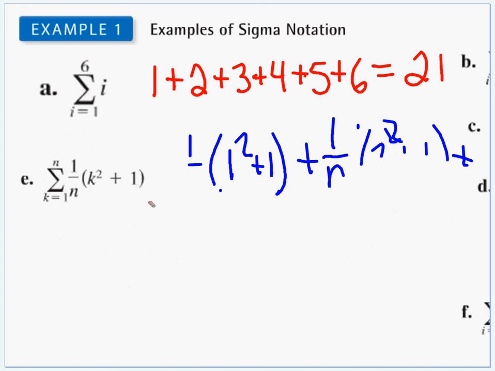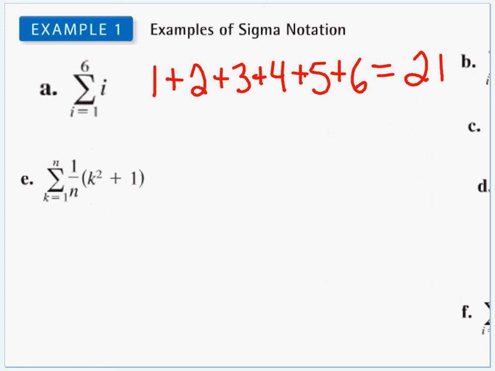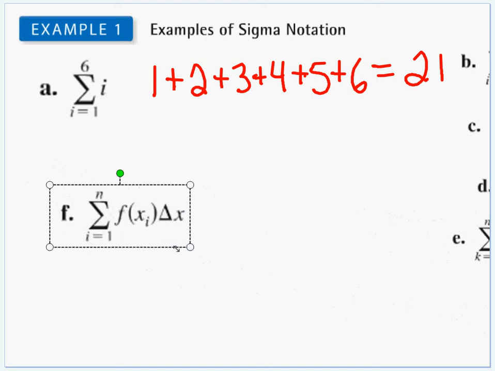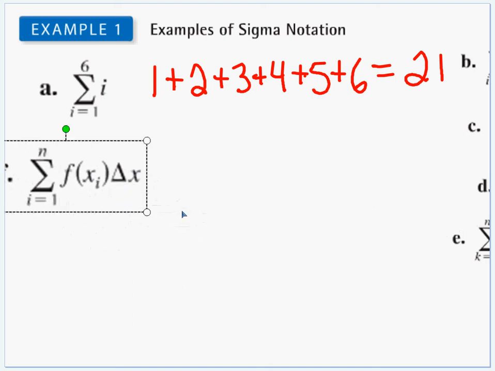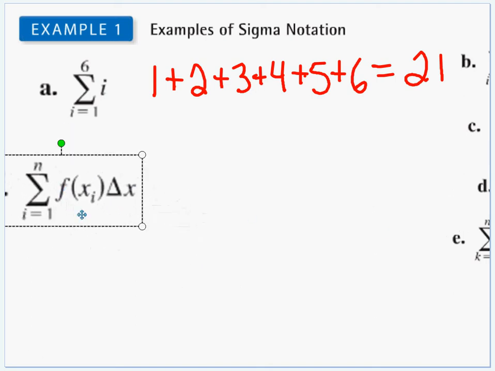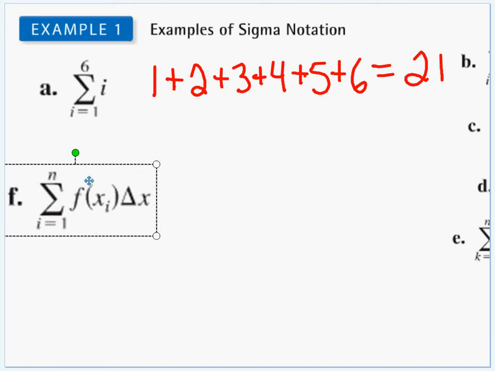All right, one more to go, and this is going to get a little more into the notation that we'll be seeing later. We're taking baby steps here. We're learning to walk before we run. So now here's a little function notation, f of x sub i times delta x. And we're going to go from 1 to n.